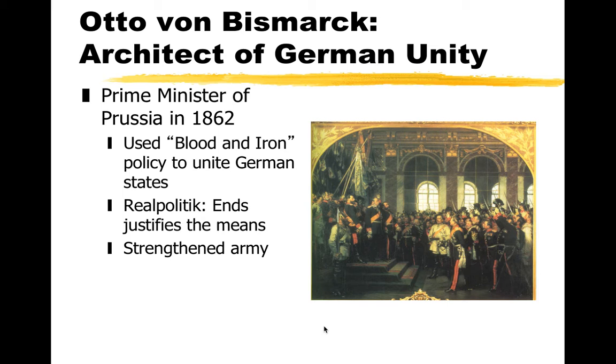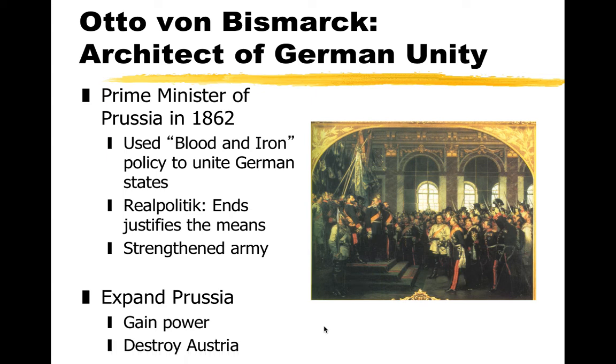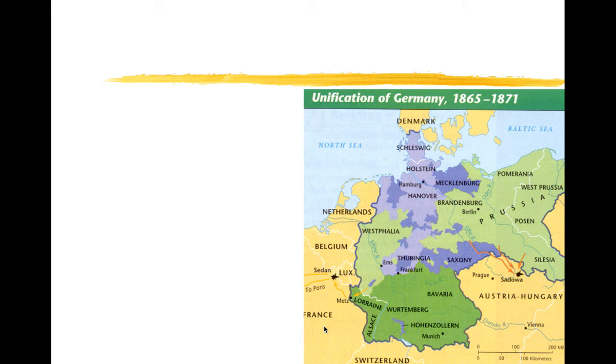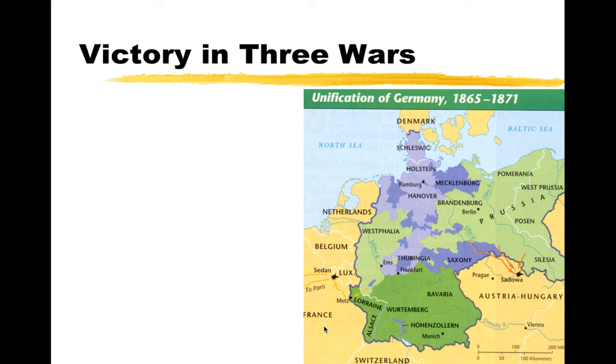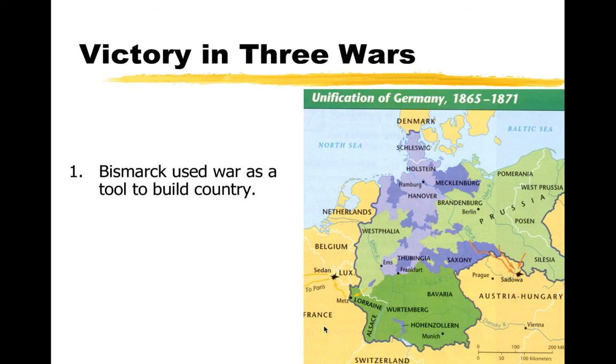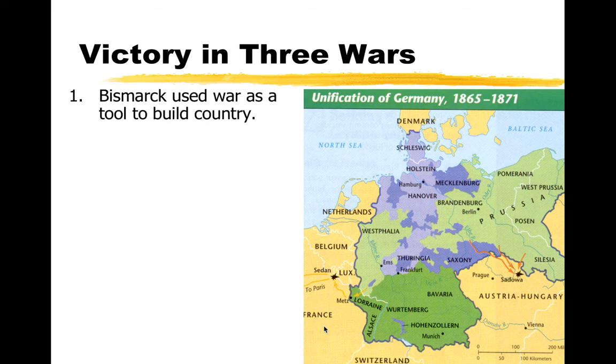He worked to strengthen the army of Prussia, and Prussia had basically become the strongest army in Europe, if not the world at this time, under Otto von Bismarck. And he started to expand Prussian territory. He gained more power, and Prussia gained more power throughout Europe. And eventually, his goal is to try to destroy Austria. They are what's standing in the way, in his mind, of uniting the German-speaking people of Europe. Okay. And so when we look at this, his plan essentially has three major aspects to it. He believes that he needs to have victory in three different wars. And so Bismarck used war in order to build up the Prussian state.